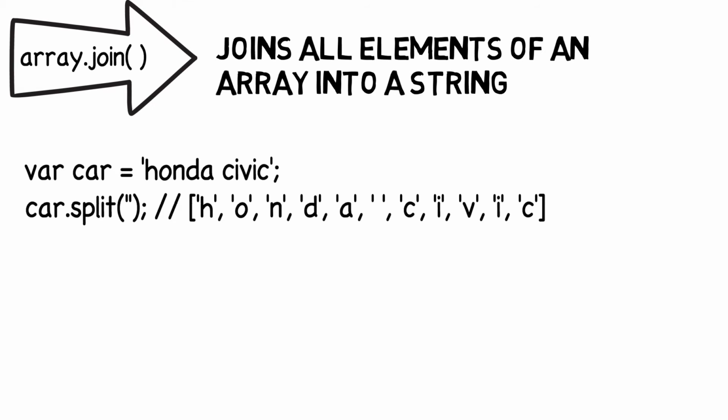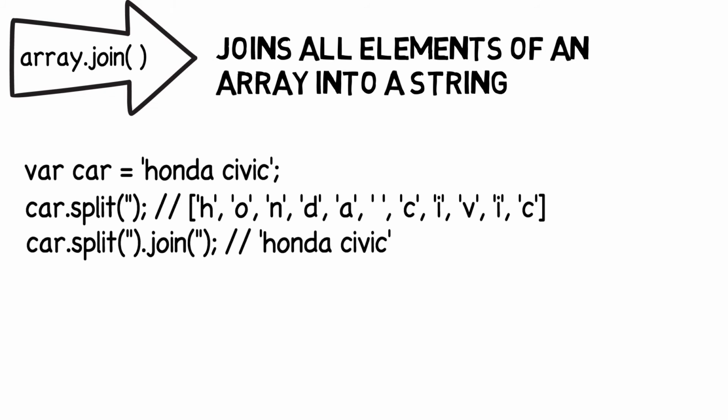We can then just as easily put this array of substrings back into a string with the join method on the array. We just insert an empty string as an argument to come up with the same original value.